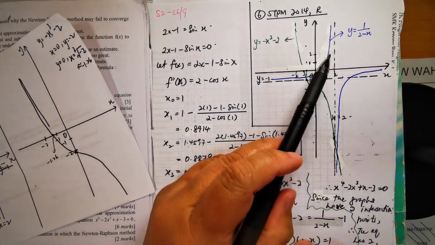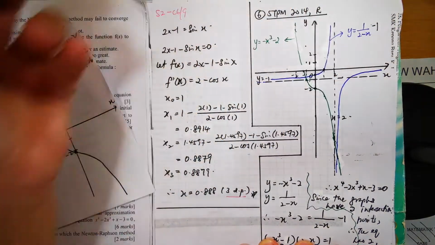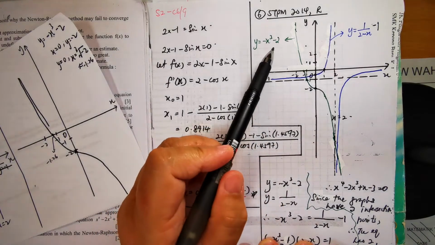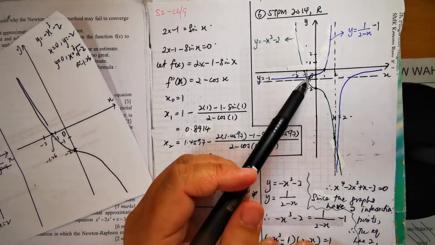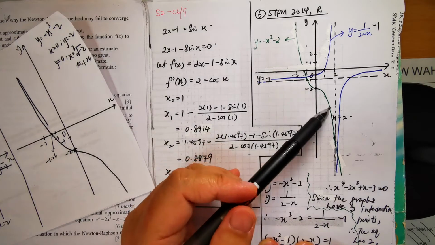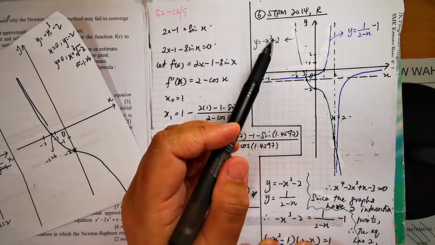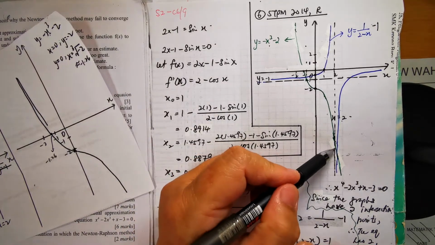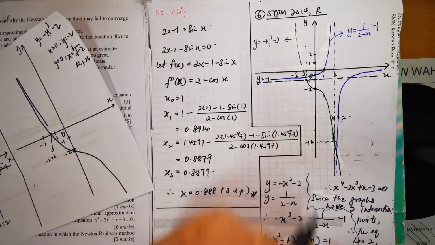The blue one is y equals 1 over 2 minus x, minus 1, with the asymptote, and the green one is negative x cubed minus 2. So you can find some points. This is the asymptote when x equals 2. So I sub in x equals 2 here, and I get negative 10. So the intercept here is about negative 10.